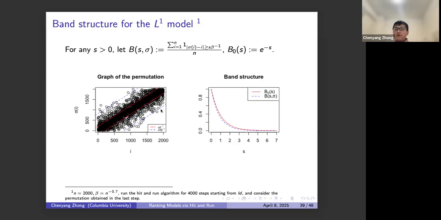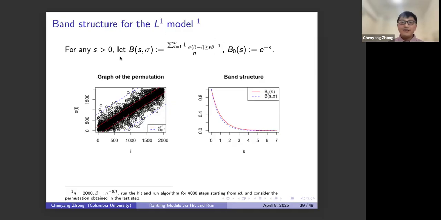And if we want to understand this kind of band structure more carefully, we might think of, suppose that we just fix a particular constant s times beta inverse. What's the proportion of sigma such that it falls inside a band of width order s times beta inverse?